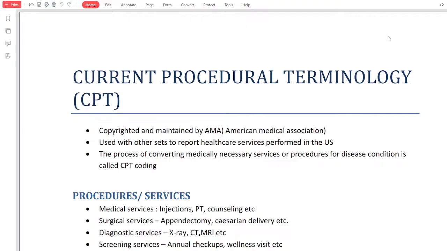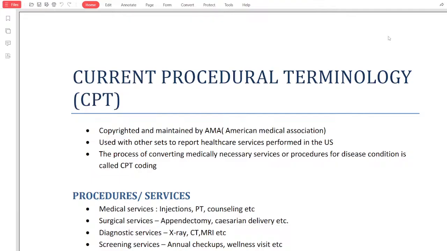Today, I'm giving you the CPT textbook, Current Procedural Terminology. What is CPT and what are the procedures inside the textbook? What are the special codes inside the textbook? Everything is explained in detail in this video. I hope this video is very helpful for all medical coding students. Okay, so let's start our class.